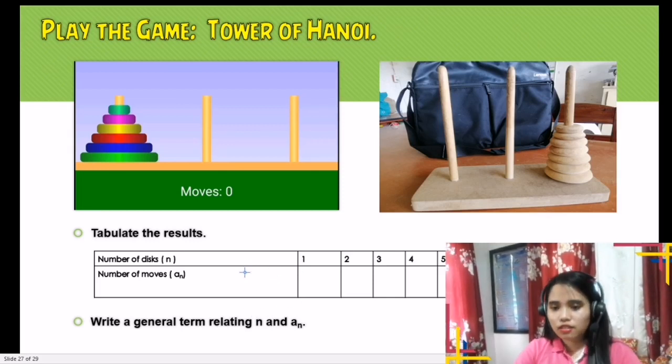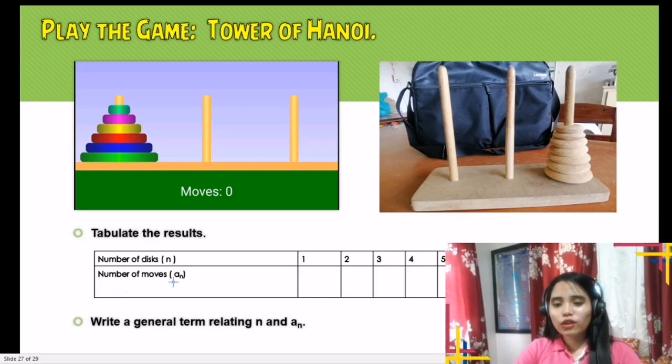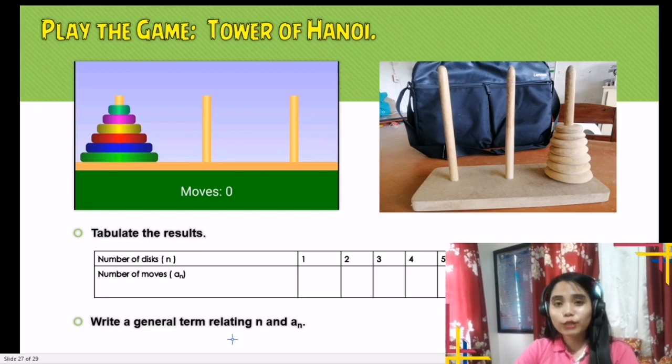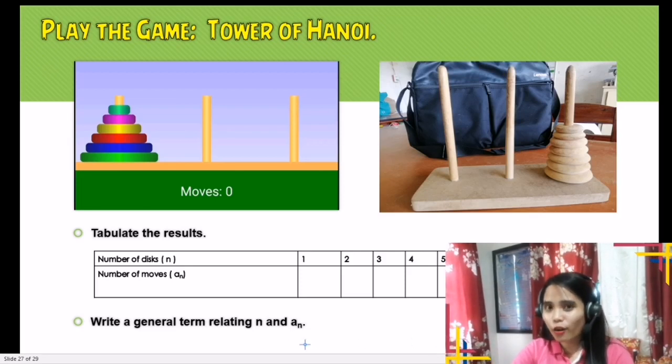Number of discs. So, ito yung mga disc. Yan ang mga disc na sinasabi. Okay, by the way, ang rules ng Tower of Hanoi, i-search na lang sa Google. Hindi ko na nilagay dito. Number of disc is denoted as N. So, ito. Number of moves naman. So, ano kaya ang number of moves if 1 disc lang? How many number of moves kaya if 2 discs lang? And so on. And, lastly, we can write the general term relating N and A sub N sa Tower of Hanoi. So, ano kaya? Okay? So, see you in my next video and I hope masagutan ninyo ang general term ng Tower of Hanoi.